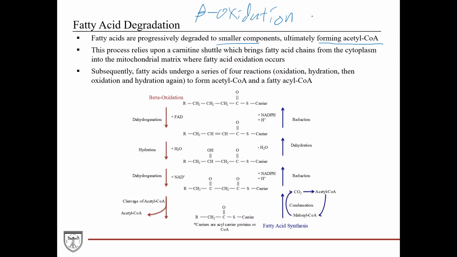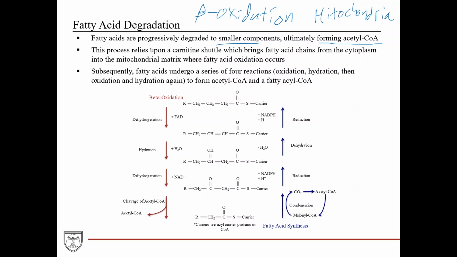So what's important about fatty acid degradation is that it occurs in the mitochondria. So remember, fatty acid synthesis occurs in the cytoplasm. Fatty acid degradation occurs in the mitochondria. And what's important to note about that is cells such as red blood cells that don't have a mitochondria can't carry out fatty acid degradation.